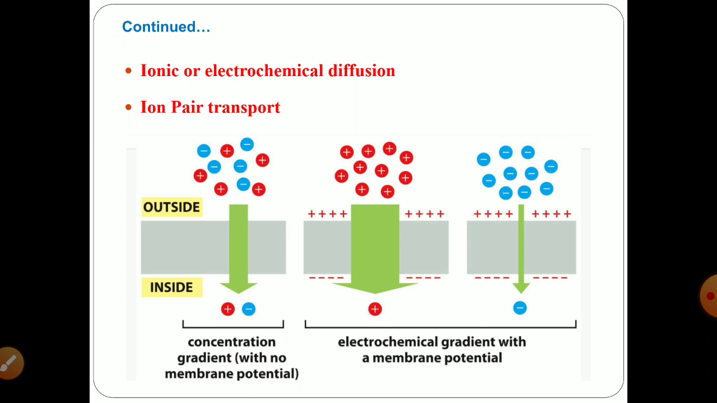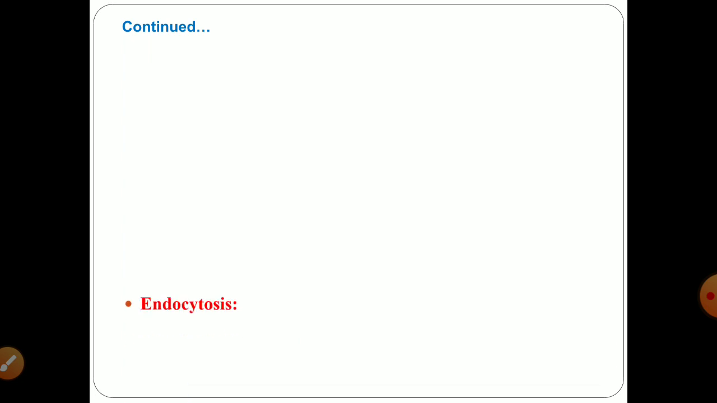Here, if you are observing the diagram, for the permeation from outside to the inside, in the first case, when you are having both the positive and negative charges, then the permeation or the diffusion takes place along the concentration gradient, means there is no membrane potential. But in the case where membrane potential is observed, at that point the electrochemical gradient with a membrane potential has an impact on the transport.